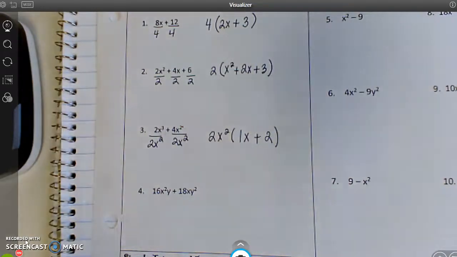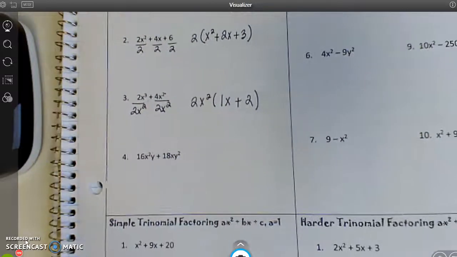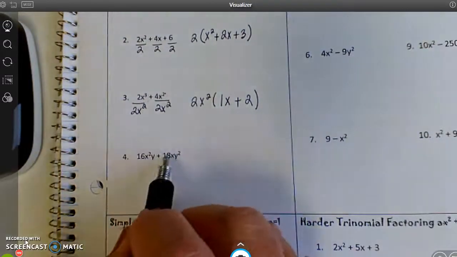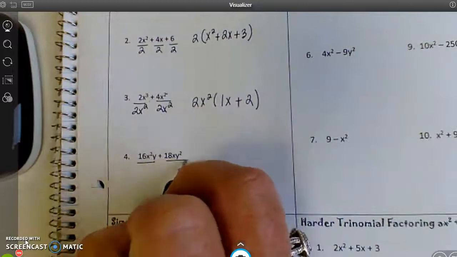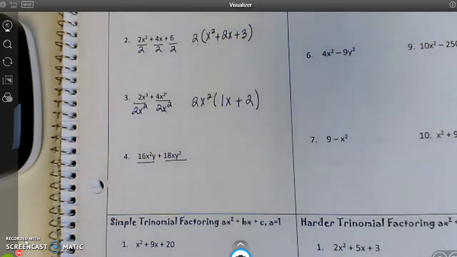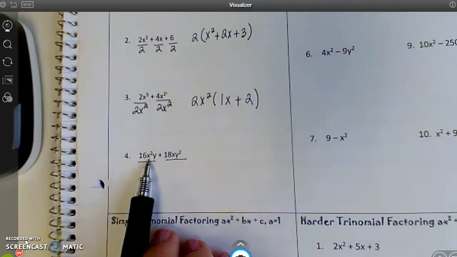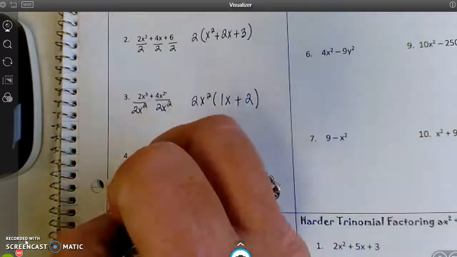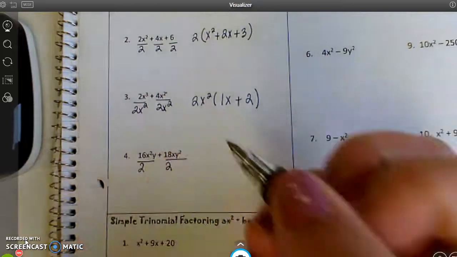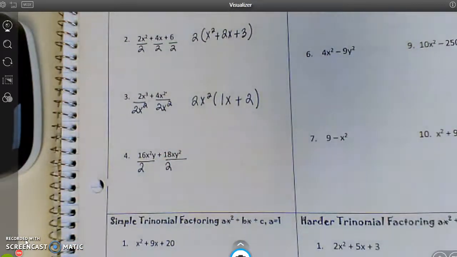Okay, let's look at the last one on the greatest common factor. So the greatest common factor between 16 and 18, the number that goes into 16 and 18 is a 2, I think. 4 will go into 16 but not 18. 9 will go into 18. 3 will go into 18 but not 16. So we're just going to stick with the 2's. Okay, look at the x's.